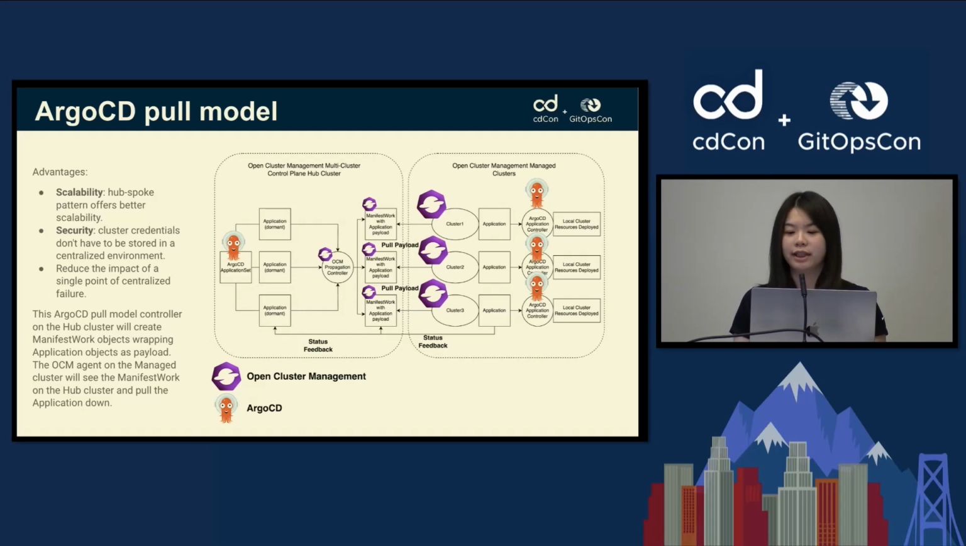And then Argo CD controller will see those applications and perform local cluster deployment. So why do we want to do this? It does provide a few advantages. The first one is that it's going to scale better. We do have some scale tests that Xiangjing is going to cover shortly.